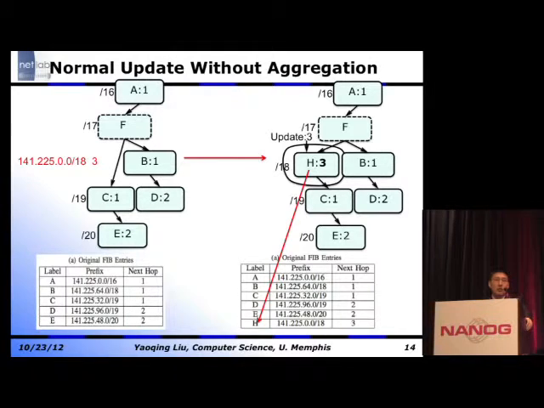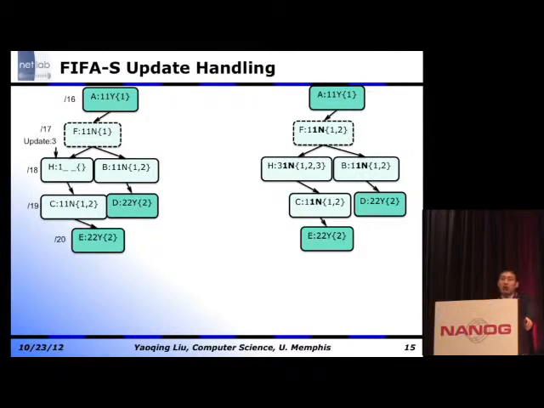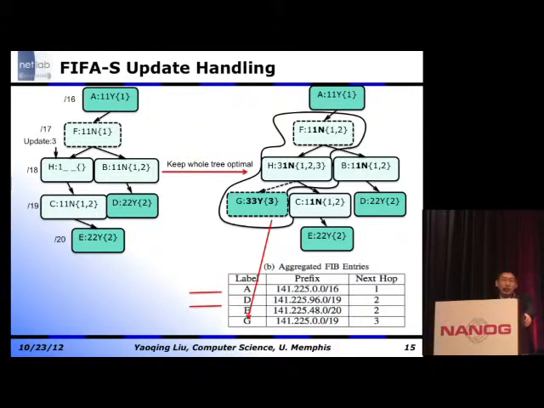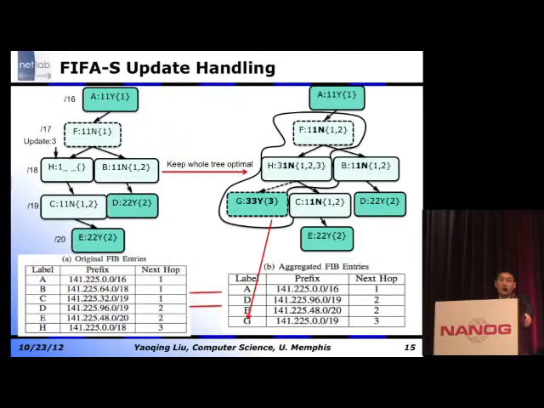But if we apply the same update to the aggregated FIB, it has a different story. One RIB update may trigger multiple FIB changes, or multiple nodes will be affected. I will use the FIFA-S update handling as an example. The left tree is the aggregated FIB, as shown in previous slides. Now we apply the same update to this tree, and since this algorithm keeps the global optimality, multiple nodes will be affected. In this example, three nodes will be affected: F, H, and G. But only the effective one, G, will finally be downloaded into the aggregated FIB. So it has the same forwarding behavior as the original one.